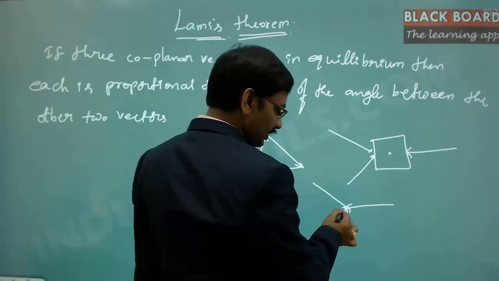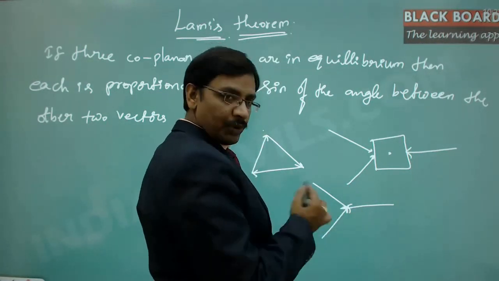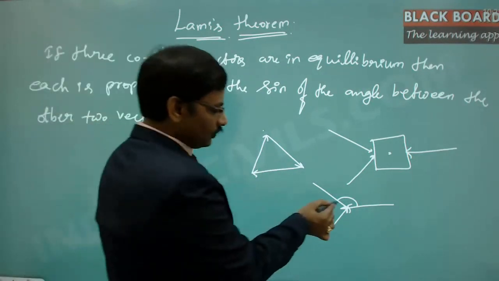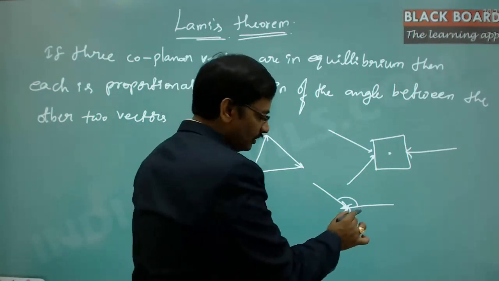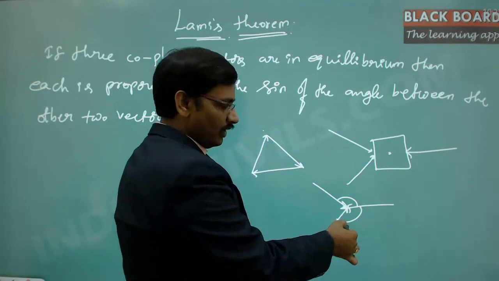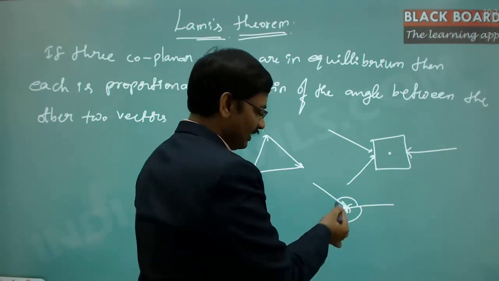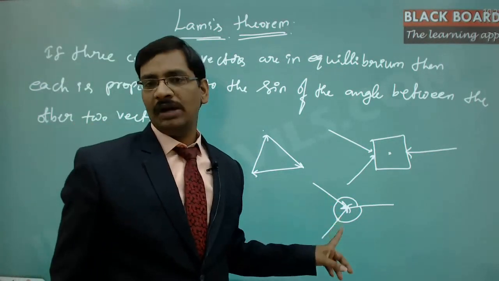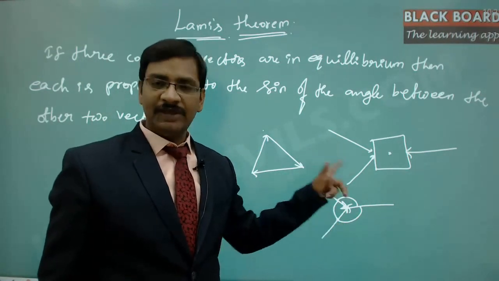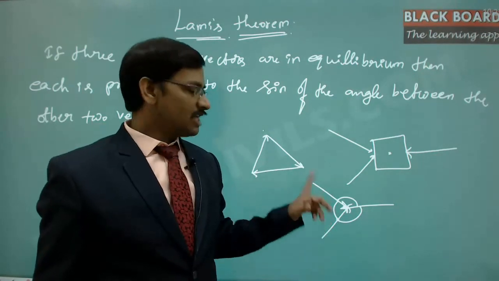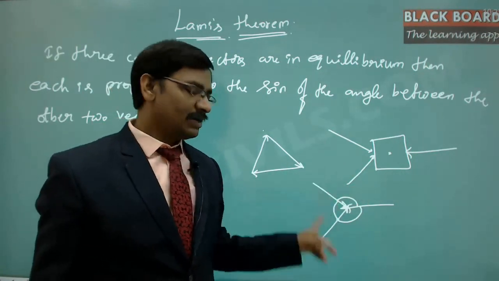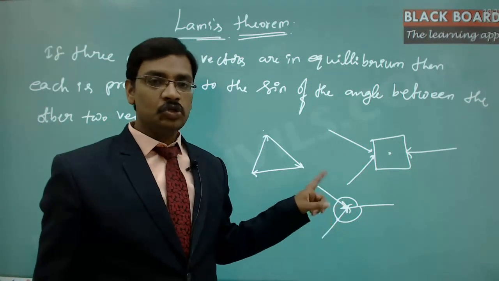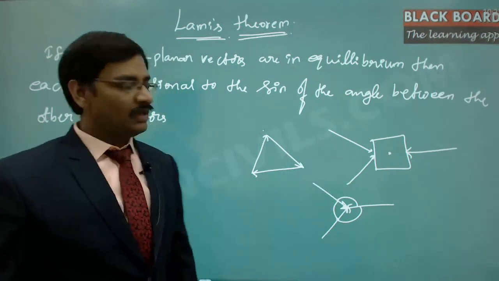Now this vector, if I take it, is proportional to the sine of the angle between the other two. This is the essential meaning of Lami's theorem. Likewise, this vector is proportional to the sine of the angle between the other two vectors, and the same is the case for this vector. If that is the case for all three vectors, then as per Lami's theorem the body is under equilibrium, and these three forces will form an equilibrium, provided any vector I take is proportional to the sine of the angle between the other two. Got it? Now let us prove that.